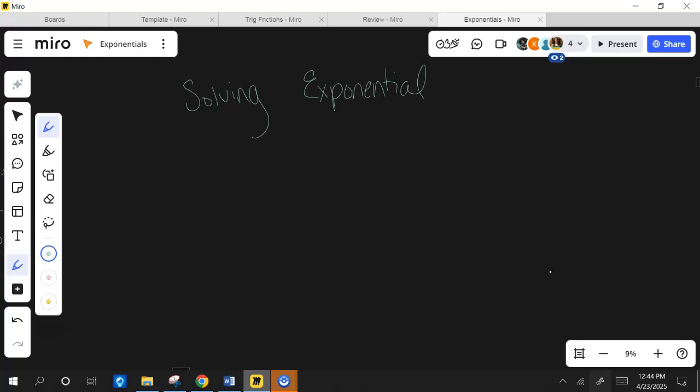Let's solve an exponential equation. Sure. Just wait till we get to logs.